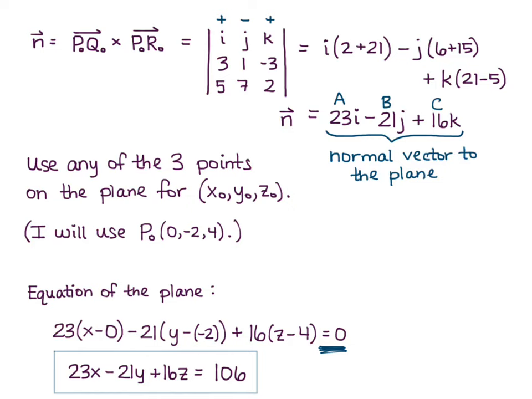So that's how you find the equation of a plane in 3 dimensions. You get your normal vector, you find a point on the plane, and then you just plug it into the formula and then simplify.